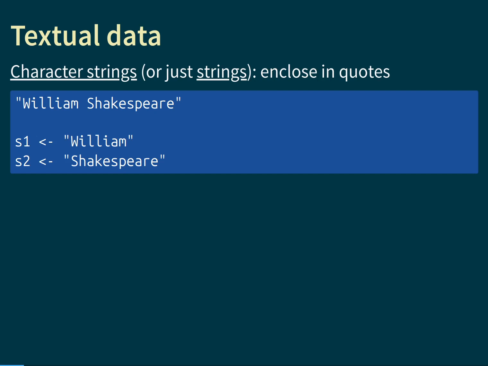Textual information that is in between these quotes can be assigned to variables just like numbers can be. So for example, I could define a variable called S1, that is "William", and then another variable called S2, which is "Shakespeare". And from then on, I can work with these variables. For example, if I ask for their values, they will dutifully return William and respectively Shakespeare.